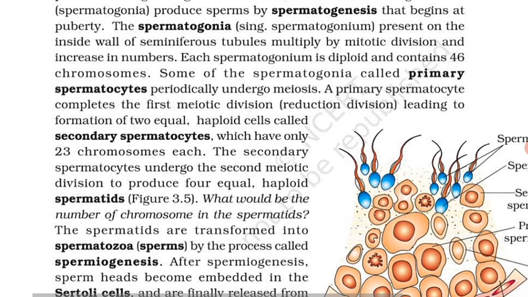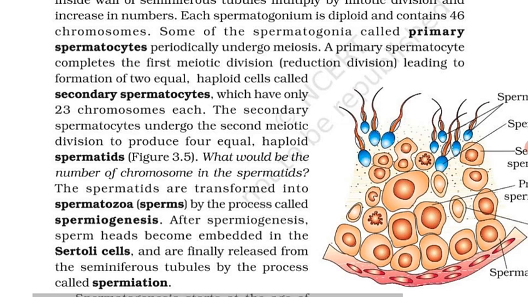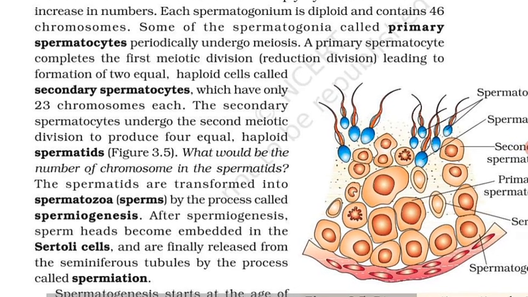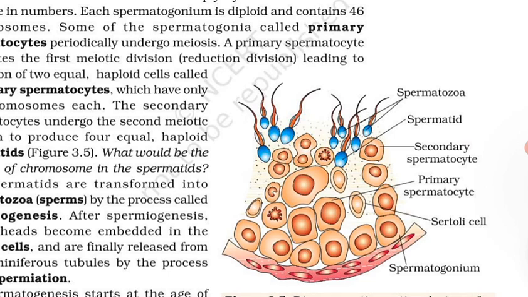The spermatids are transformed into spermatozoa, that is sperms, by the process called spermiogenesis. Spermatid to spermatozoa formation is called spermiogenesis. After spermiogenesis, sperm heads become embedded in the Sertoli cells and are finally released from the seminiferous tubules by the process called spermiation. Spermiation happens after spermiogenesis.